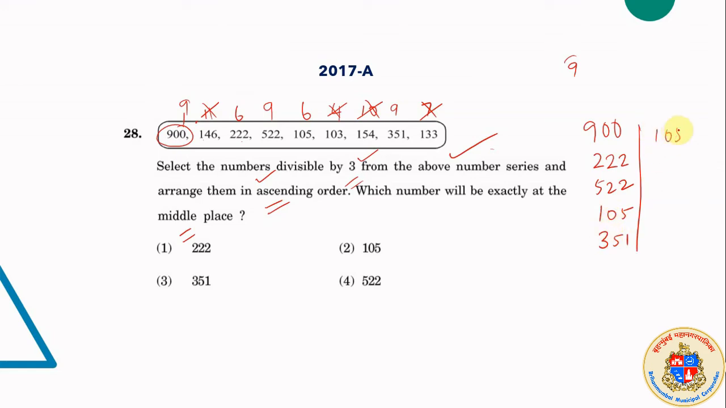First will be 105, सबसे छोटा इसको ले लिया. Then next is 222, ये भी हो गया. 351, ये भी हो गया. 522, ये भी हो गया. 900. तो ascending order भी लिख दिया. पहले 3 से divisible हो गया, ascending हो गया, question खत्म नहीं हुआ. Which number will be exactly at the middle? तो 351 middle में आ गया. So this is the answer.